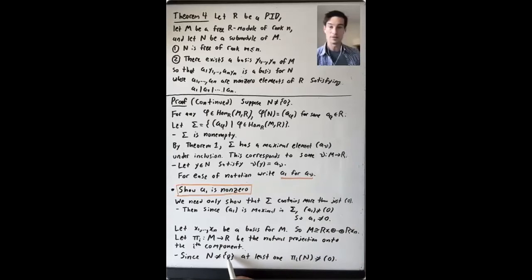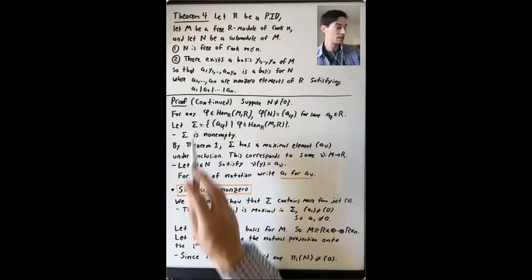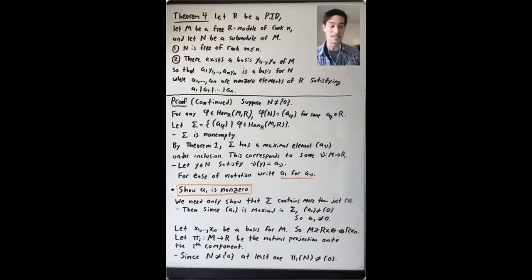And N is not 0. That means that at least one of these π_i of N's is not 0. If you take the projection onto the ith coordinate and see that it's always 0, that would mean that every element in N was 0. Okay, so one of these π_i of N's is not 0. So in particular, each one of these gives an element of Sigma. So there's some non-zero element of Sigma, so A1 is not 0. All right, so I'll pause and erase, and then we'll talk about what to do with this element A1.